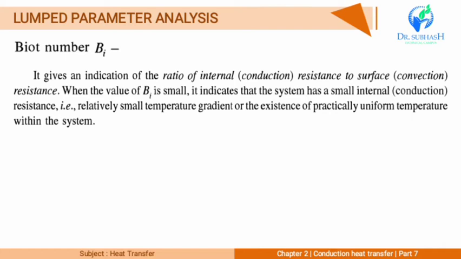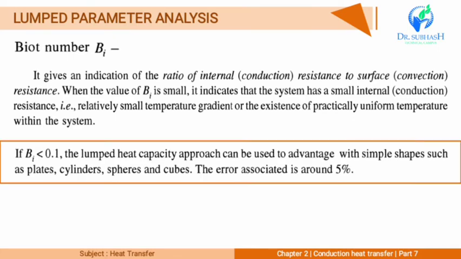The Biot number gives an indication of the ratio of internal conduction resistance to the surface convection resistance. When the value of the Biot number is small, it indicates that the system has a small internal conduction resistance, a relatively small temperature gradient, or the existence of practically uniform temperature within the system. If the Biot number is less than 0.1, the lumped heat capacity approach can be used to advantage with simple shapes such as plates, cylinders, spheres and cubes. The error associated is around 5%.